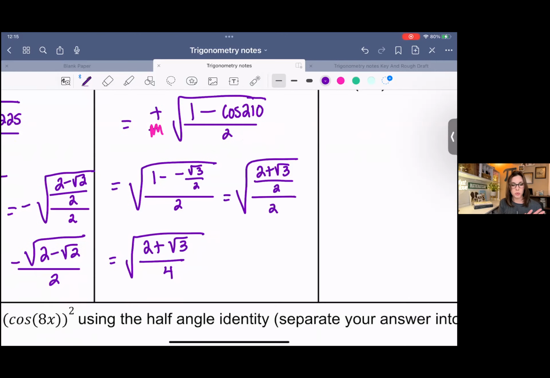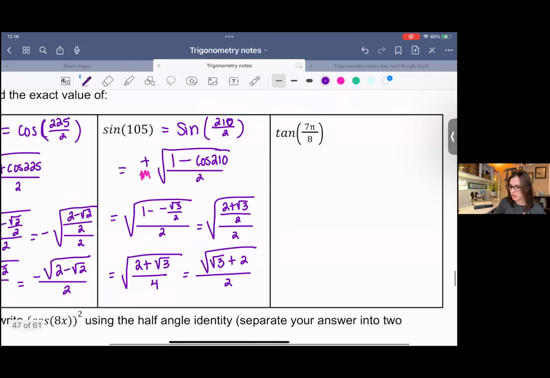We end up with the square root of 2 plus square root 3 over 2, all over 2. Flip it and multiply, then simplify a little bit further. I'm going to switch these like I mentioned on the previous example. Square root of 4 is 2, and that's your answer. Kind of yucky, but that's your answer.